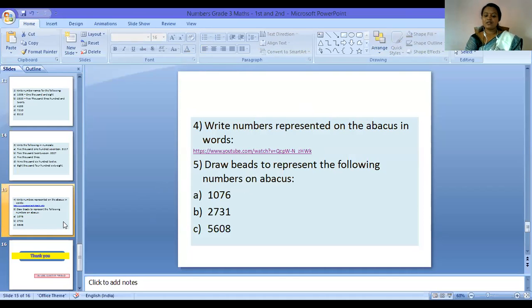So it was amazing to learn about it. So today we have learned about how to form 4-digit numbers, how to find their place values as well as the face values, and the representation of the numbers on the abacus.